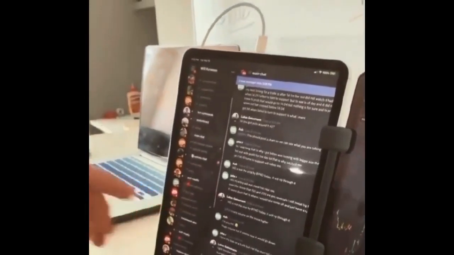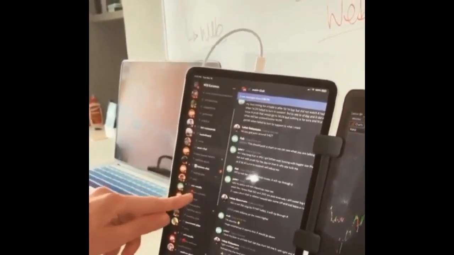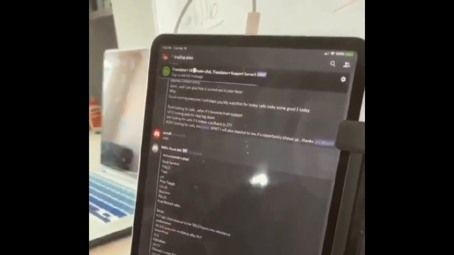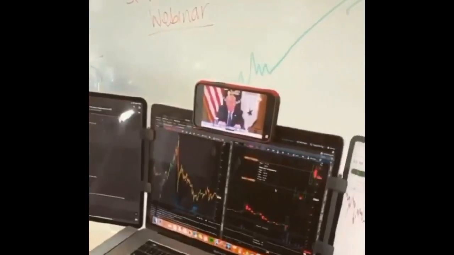So you can see right here, we got the main chat, we got a lot of cool different things. Let's see what my students here are doing in terms of their trading plans. So I can see what plans they're making, what stocks they're trading, whether it's a put, whether it's a call, whether they're long, whether they're short. I can see their price targets, their stop loss, their risk to return ratios. And then right here, we're watching the news.